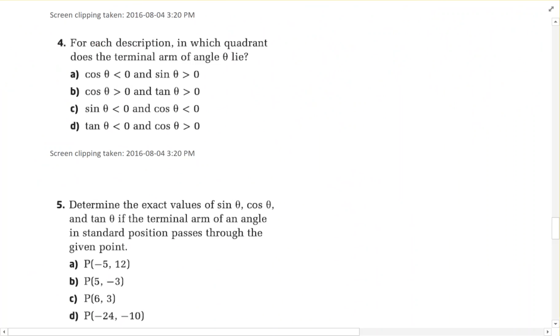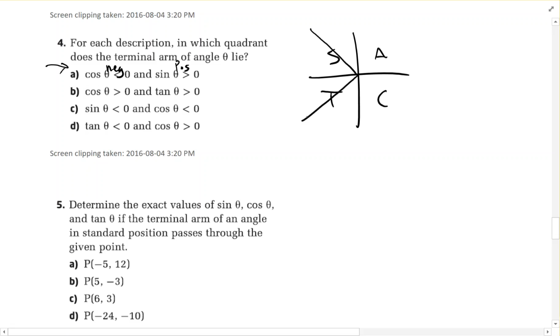Okay, so number 4 here. It says, for each description, in which quadrant does the terminal arm of angle theta lie? So what I would suggest doing is writing down CAST. So this is pretty much saying cos theta is less than 0, so cos is negative. And sine is greater than 0, so sine is positive. So say, okay, where is cosine theta negative? Well, looking at our CAST rule, remember, cos is positive there and there, so it's negative there and there. So that's a good place to start.